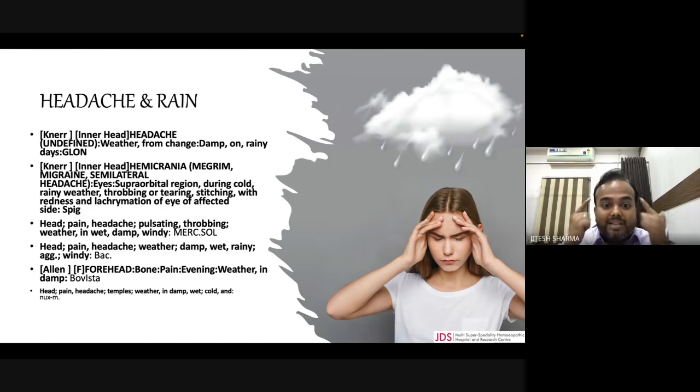Next, headache, pulsating and throbbing in damp, windy weather, that is Nux moschata. So somebody has a pulsating and throbbing headache in wet weather, that is Nux moschata. That's a single remedy. Next, if somebody has a general headache in windy weather, Bacillinum. Next, somebody has only forehead bone pain in the evening in damp weather, Bovista. I hope you are noting it down. Next, only in temples. Somebody complains that I have the headache only in temples in rainy weather, that is Nux moschata.